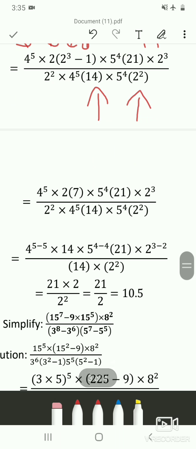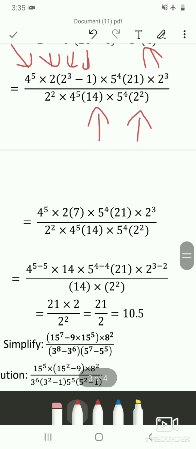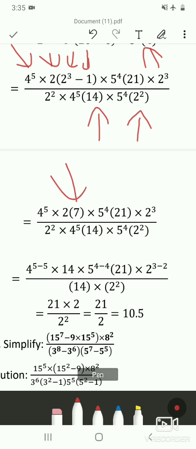So the next step is 4 raised to 5 is as it is, into 2 cube is nothing but 8, 8 minus 1 is 7 into 5 raised to 4 into 21 into 2 cube divided by 2 square into 5 raised to 4, 4 raised to 5 into 14 into 5 raised to 4 into 2 square.